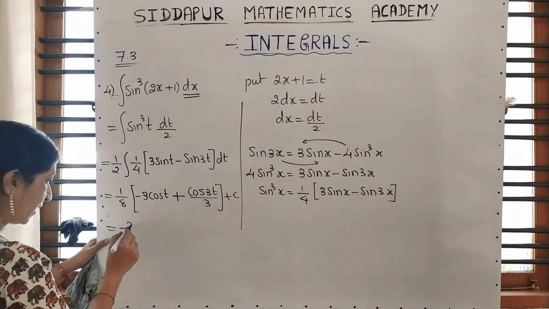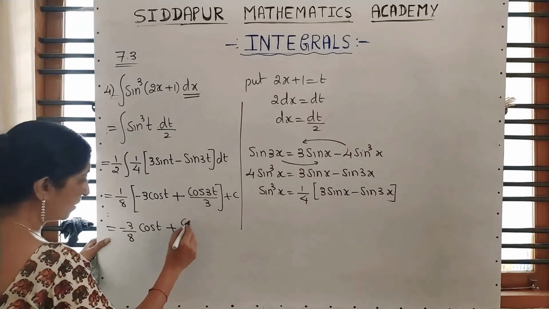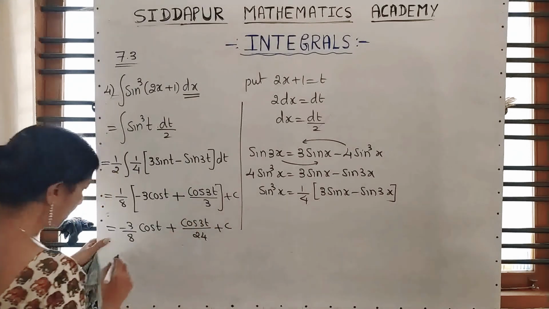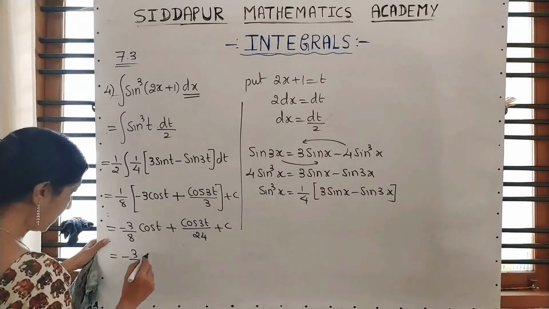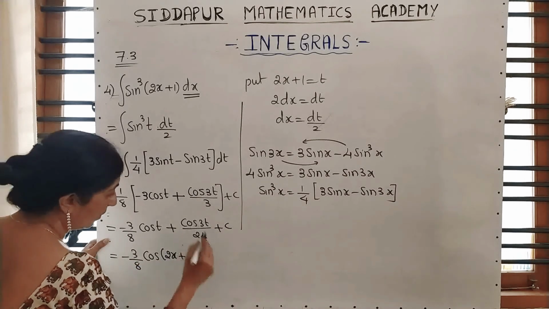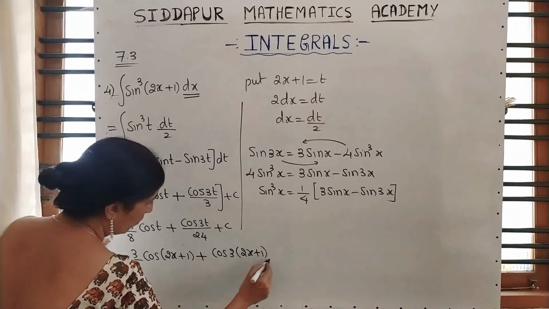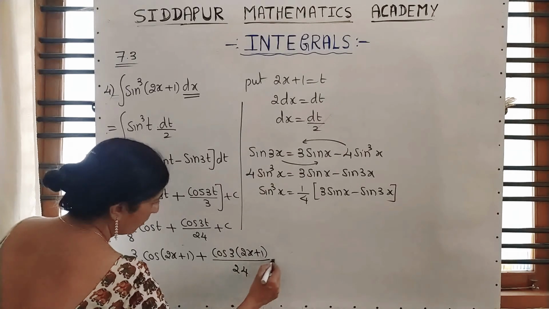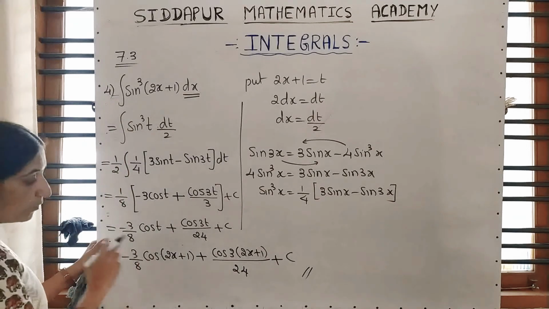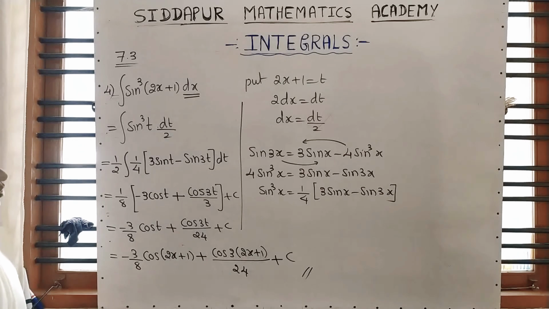First, remove the bracket. Minus 3 by 8 cos t plus cos 3t divided by 24 plus c. It is minus 3 by 8. Write down the t value. t is 2x plus 1, so minus 3 by 8 cos of (2x plus 1) plus cos of 3 into (2x plus 1) whole divided by 24 plus c. See, the problem is in the form of x, that's why we have to write the answer also in the form of x. Next, moving to the next problem, that is the fifth one.